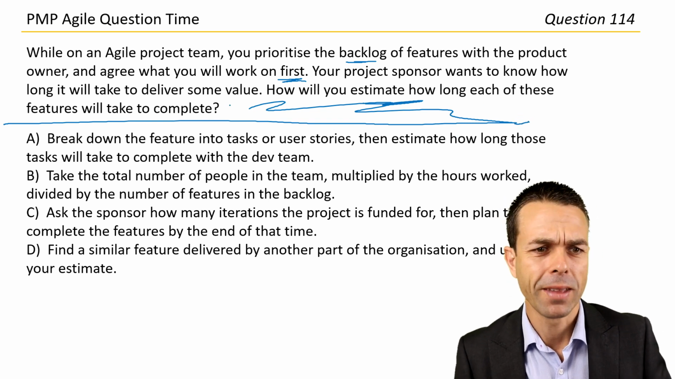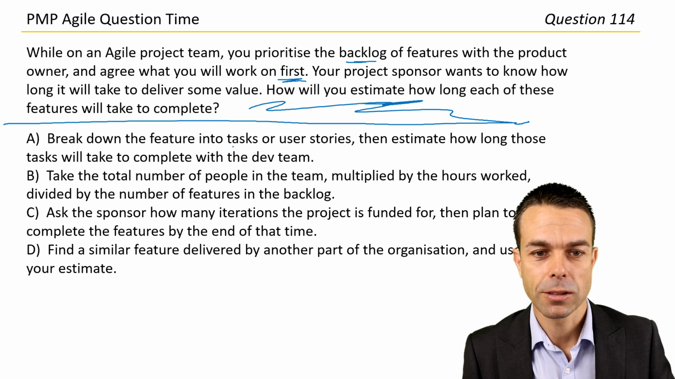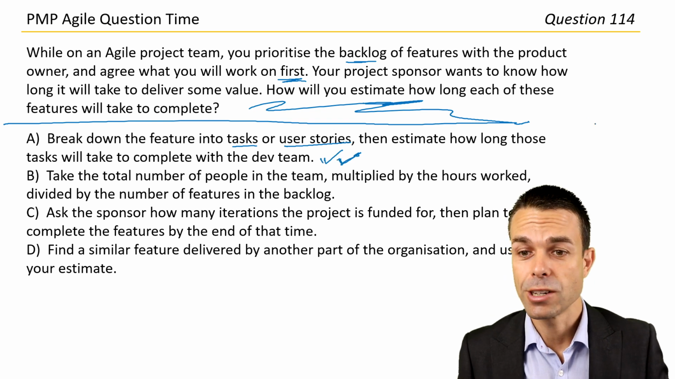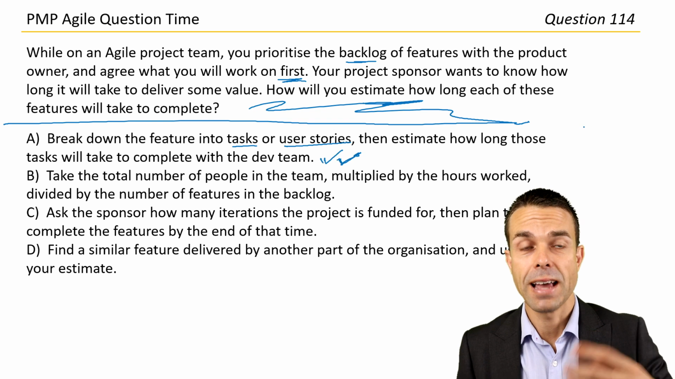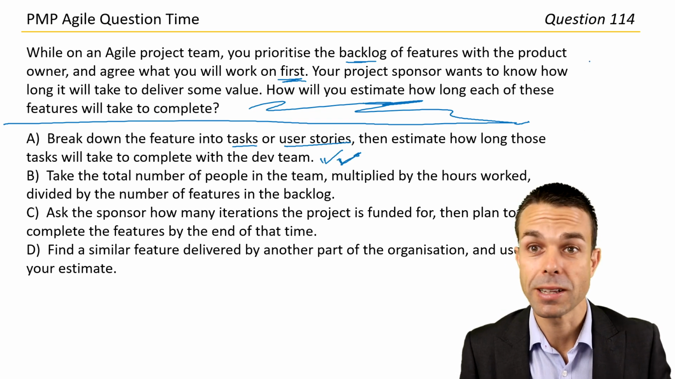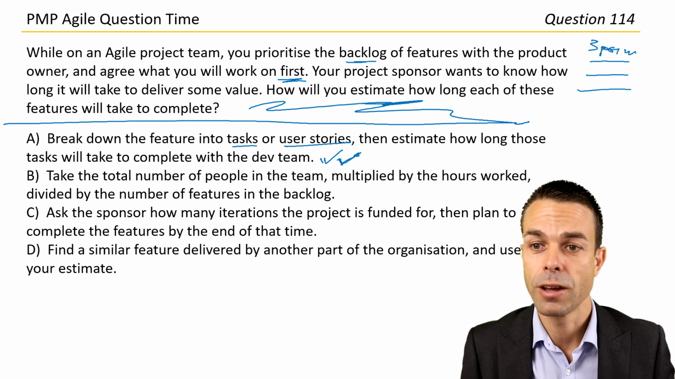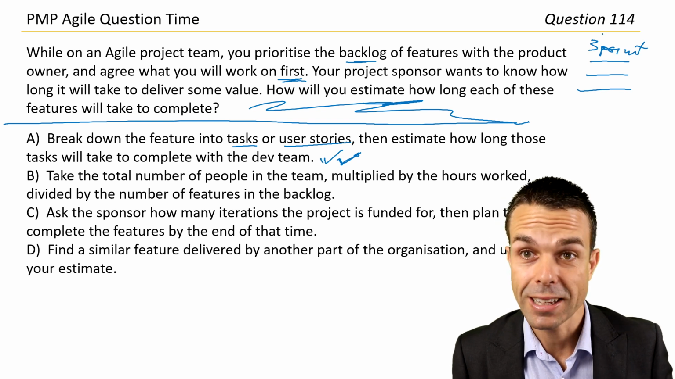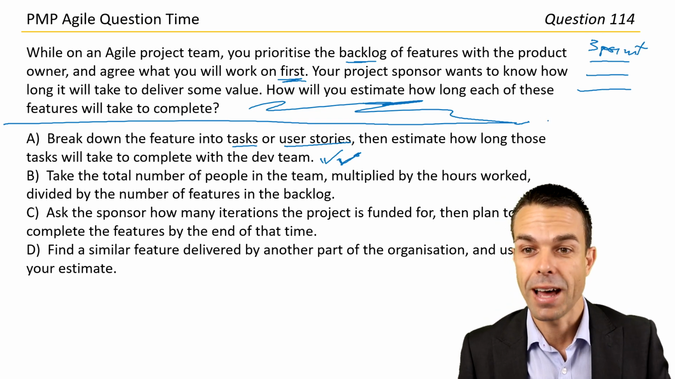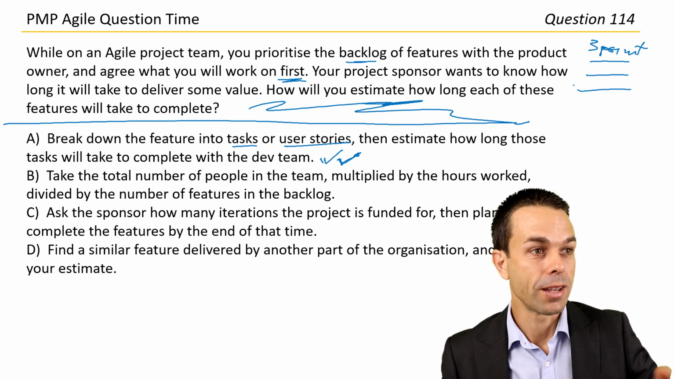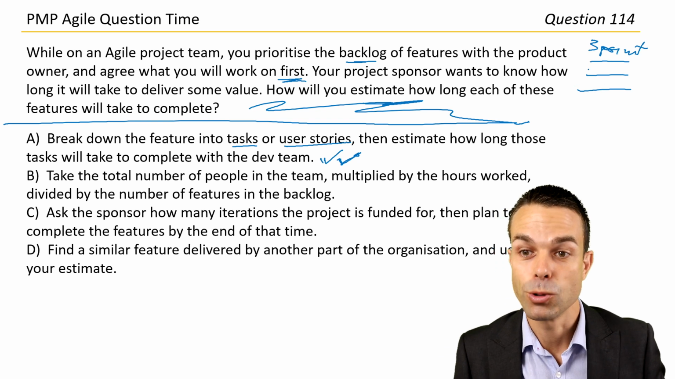All right, let's see what we've got here. So break down the feature into tasks or user stories, then estimate how long those tasks will take to complete with the development team. Yeah, that one's really good, because Agile looks at estimating from the bottom up. On your PMP exam, there are a couple of different estimating techniques. There's 3-point estimating, where we give a pessimistic, optimistic, and a most likely, and then we get the average of those. There's analogous, where we use an analogy, so something similar. Is there a project similar, or is there a story card similar? And we use that to estimate.